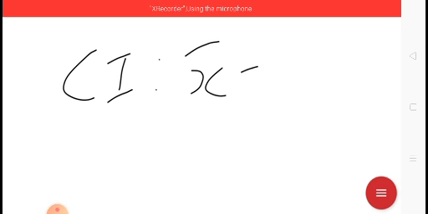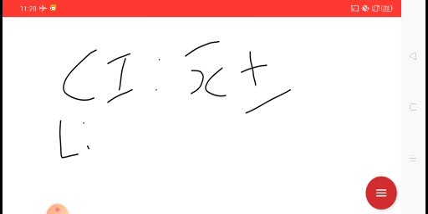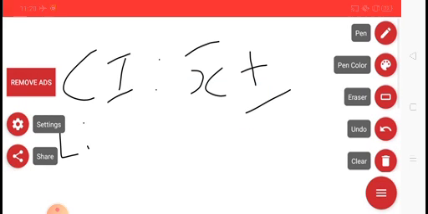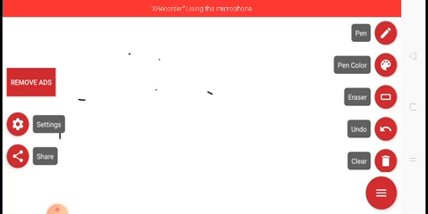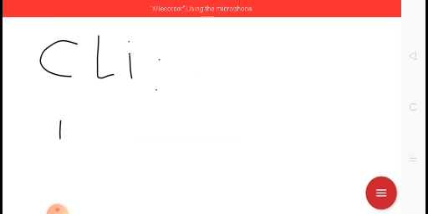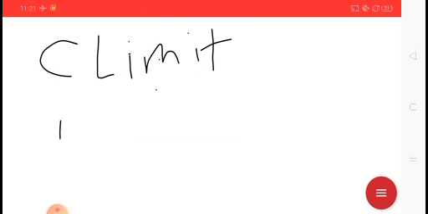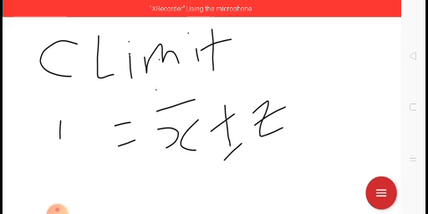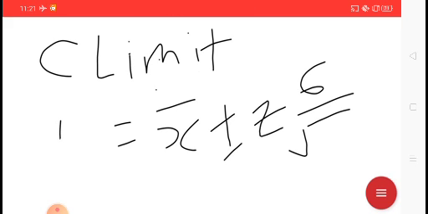Alright, so we continue with this confidence interval. The general formula for the confidence limit will be equal to the mean plus minus z, sigma over square root n.